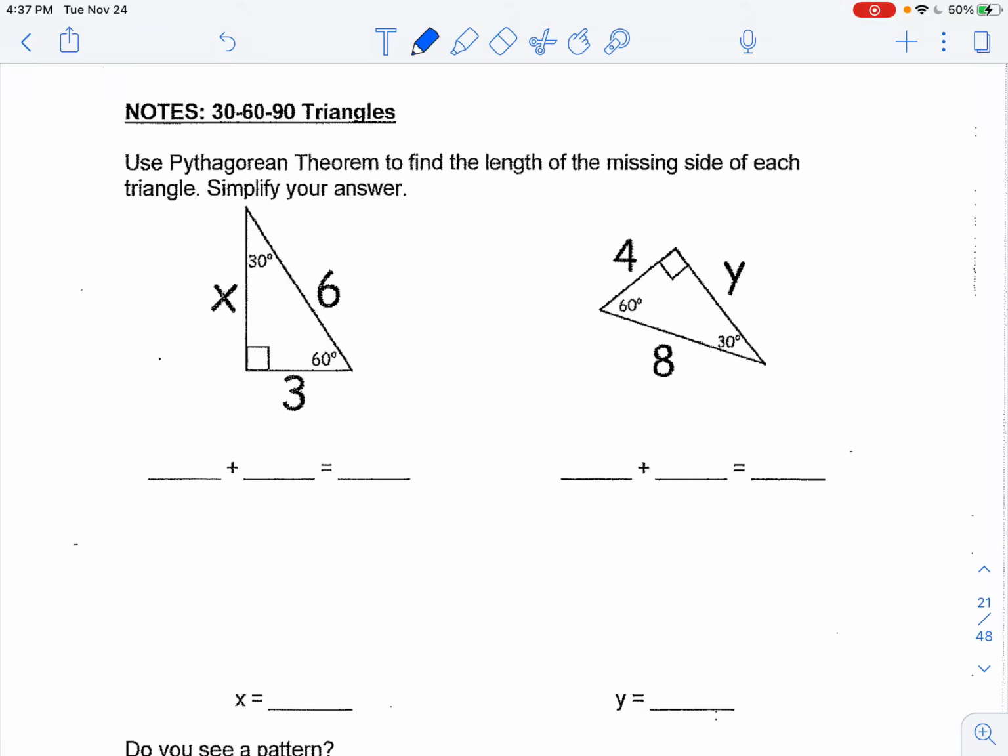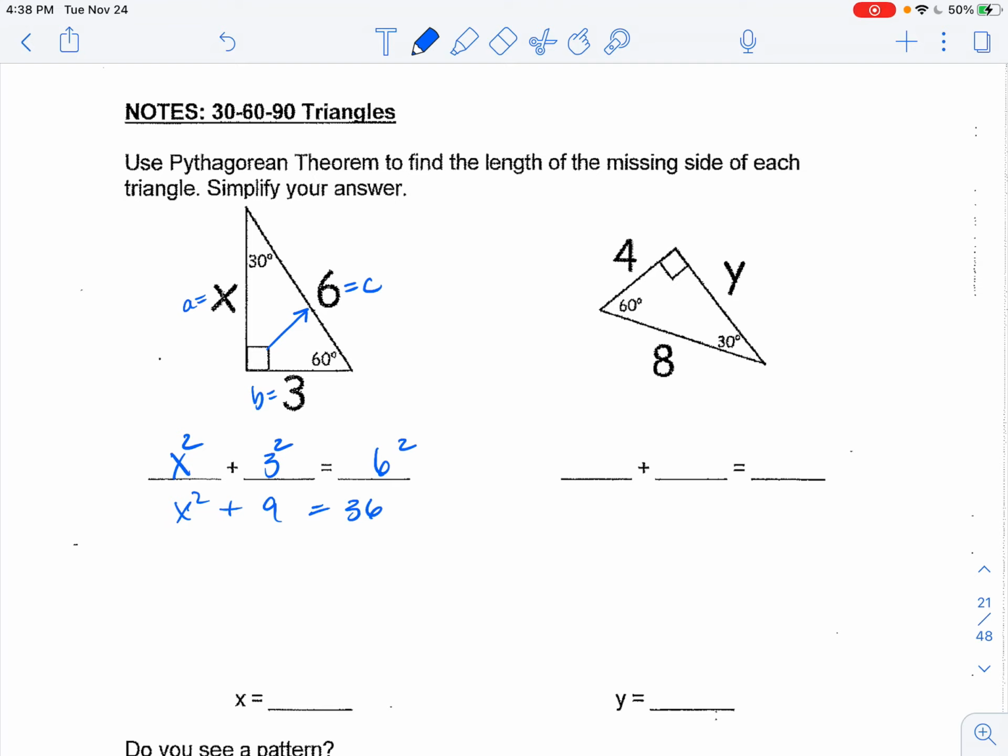Today's notes, we're going to look at the 30-60-90 triangles. It says, use the Pythagorean theorem to find the lengths of the missing side of each triangle and simplify your answer. All right, so here's the box. This is the hypotenuse. This is our C. And A and B really don't make a difference, so I'll call this guy my A and this guy my B. So A squared plus B squared is equal to C squared.